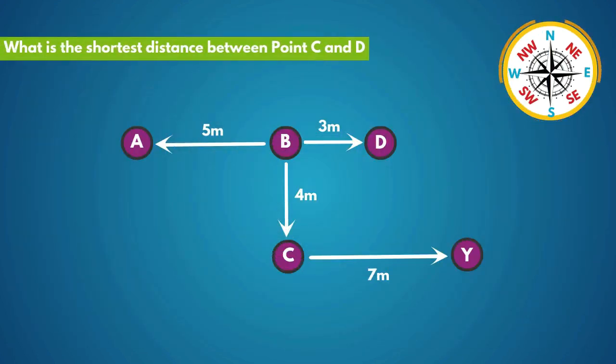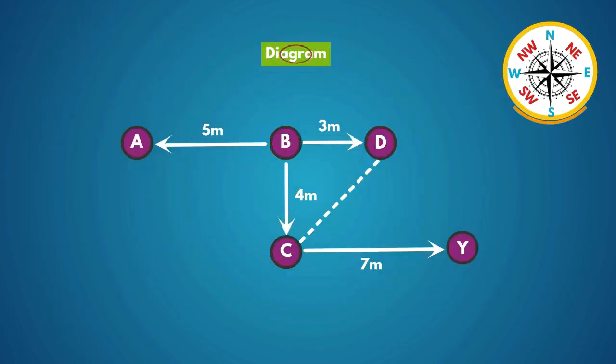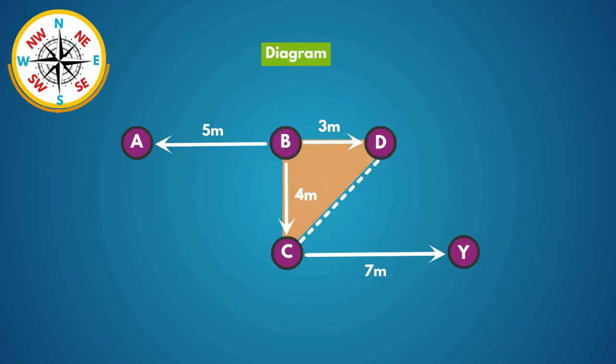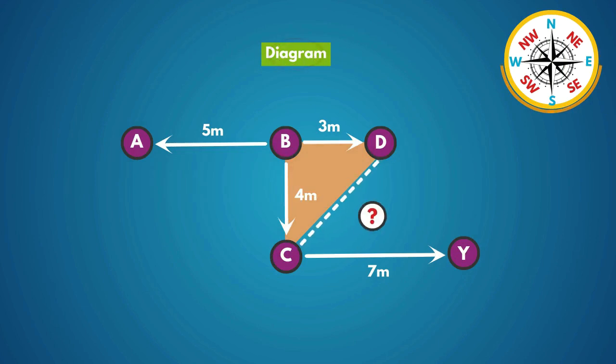Now in the question they are asking that what is the shortest distance between point C and D? In the diagram, here point B, point D, point C forms a right angle triangle, that is triangle BDC. Here in the triangle, we know BD is equal to 3 meters, BC is equal to 4 meters. Now we need to find the distance between point C and point D.